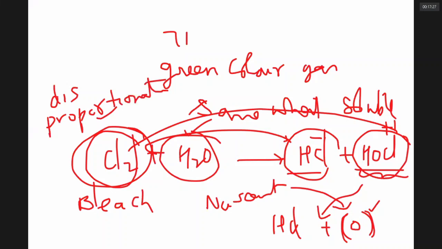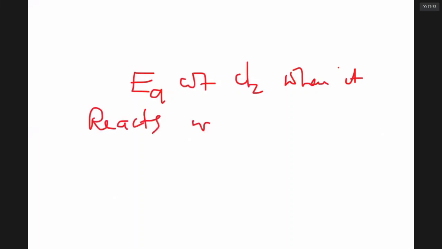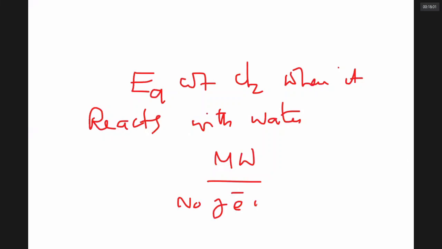Now you will be wondering, sir, the chlorine molecule, overall 1 electron. 1 chlorine is losing, 1 chlorine is gaining. So total number of electrons involved in the change is only 1. One fellow is losing the electron, one fellow is gaining. Therefore, if you want to know what is the equivalent weight of chlorine when it reacts with water, you know, the molecular weight divided by number of electrons involved in transfer in reaction.